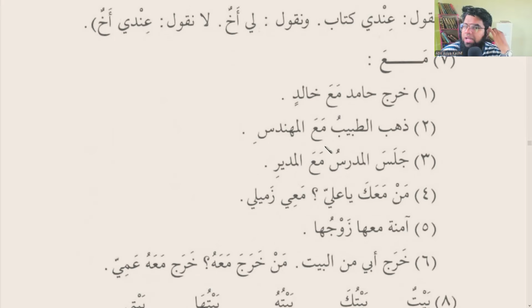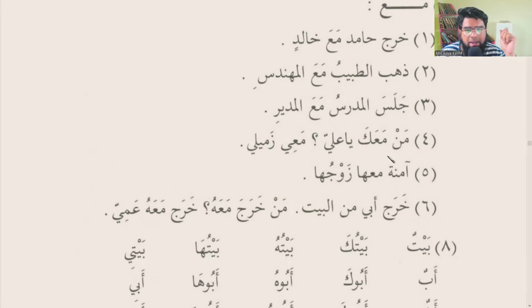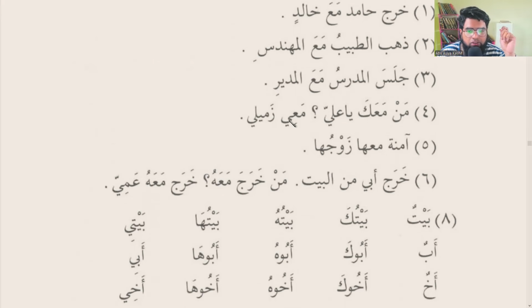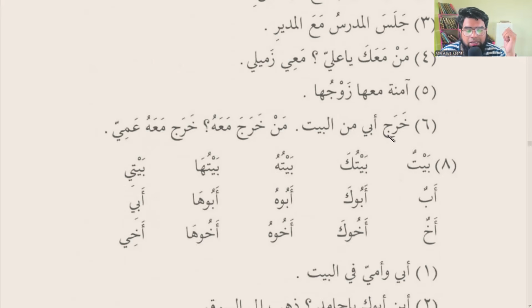ذهب الطبيب مع المهندس. The doctor went with the engineer. جلس المدرس مع المدير. The teacher sat with the principal. من معك يا علي? Who's with you, O Ali? معي, with me is my classmate. معي is 2 words. آمنة معها زوجها. آمنة with her is her husband. خرج أبي من البيت. My father left from the house. من خرج معه? Who left with him? خرج معه عمي. Left with him my uncle.